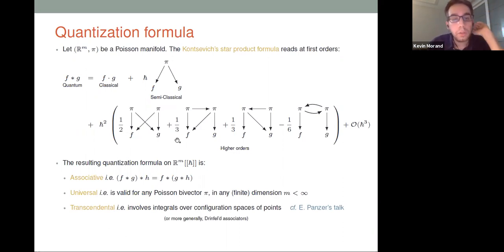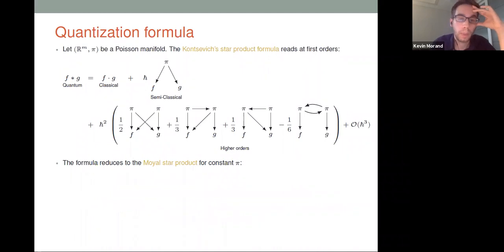Okay, and in fact, this formula is transcendental in the sense that these weights involve some integrals over configuration spaces of points, as nicely reviewed yesterday by Eric Panzer. So these are transcendental, but they are universal, so we need to compute them once and for all. And then we have our formula for any Poisson bivector.